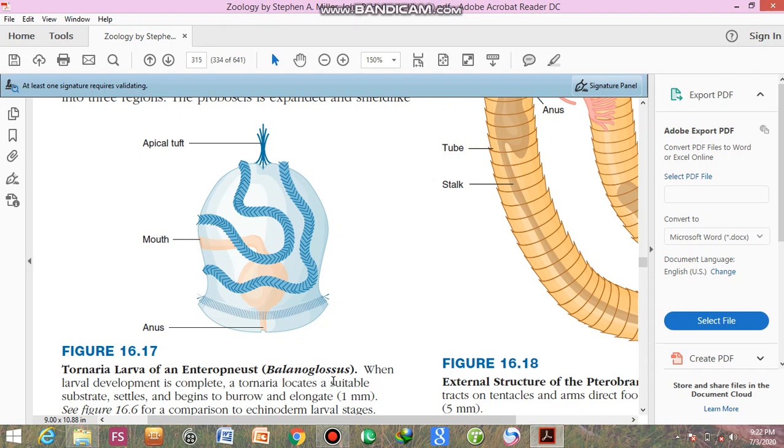Balanoglossus, this is the scientific name, so it is written in italics. Here you can see the apical tuft, a tuft of cilia present on the apex. It means on the top of the body, a tuft of hair-like structures is present. This is the mouth of the animal and this is the anus of the animal. So it represents the complete digestive tract present in the class Enteropneusta.